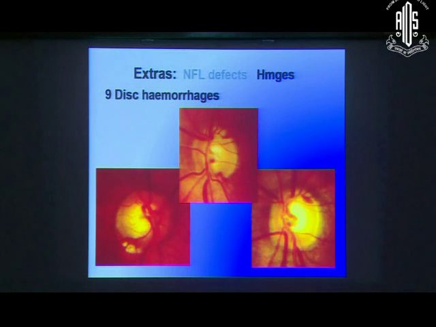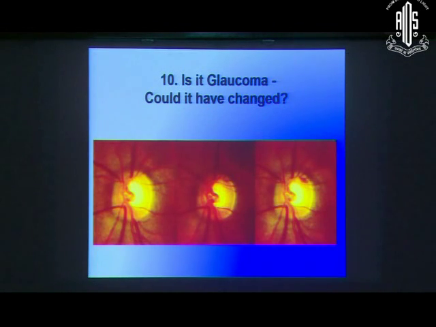And this disc hemorrhage, of course, we all know is almost pathognomonic. It could be for other reasons also, but it strongly suggests glaucomatous pathology if you see a disc hemorrhage. And then finally, what is the diagnosis? You have to put everything together to see whether there's glaucoma or no glaucoma.